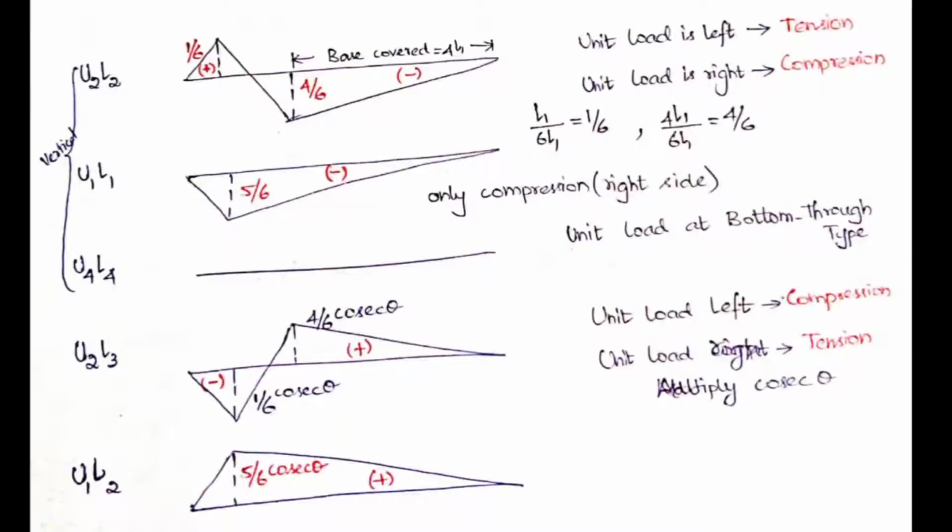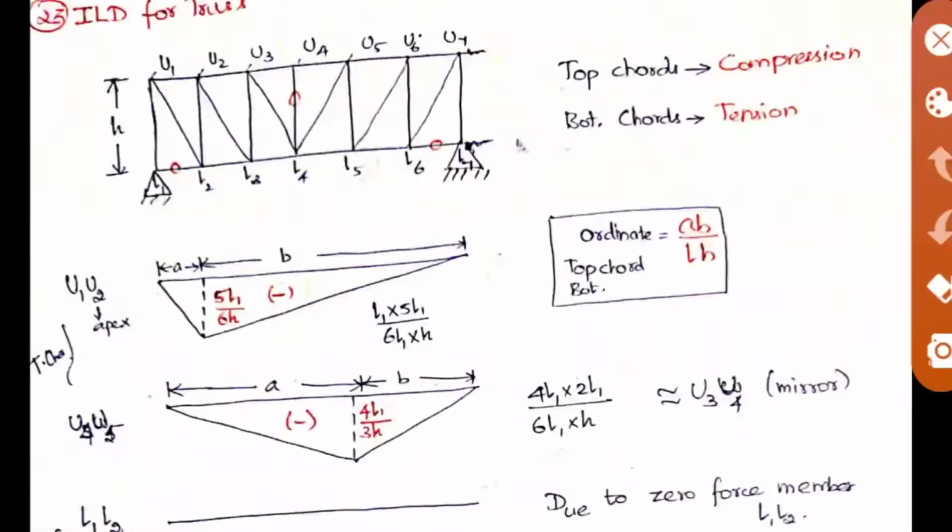Now let us go to the vertical members. Before going into the vertical member, let us see this. That is, if the unit load is in the left, it will be tension. That is, the ILD diagram will be in tension. When the unit load comes to the right, it will be transformed to compression. Okay, so you have to keep this in mind. And here how we will be calculating, if you see this diagram, here I have taken U2, L2. Okay, so here U2 is this and L2 is this. So this is your vertical member.